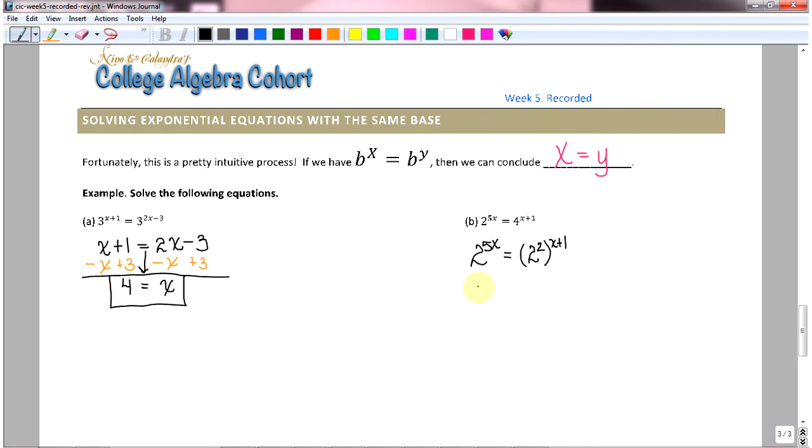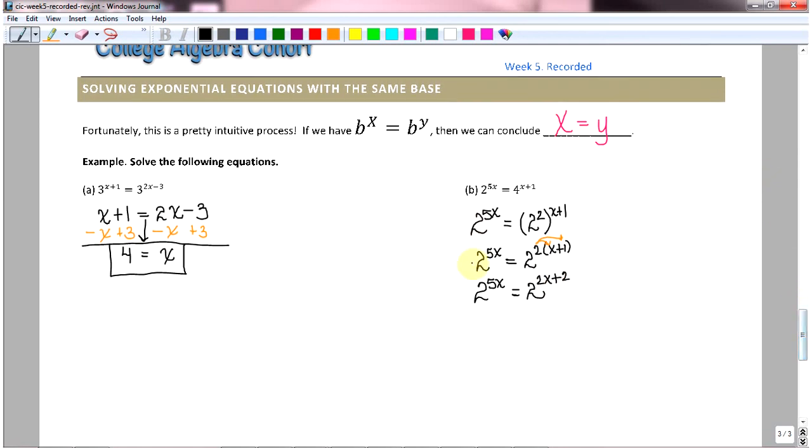Okay, so we're closer to a solution. Still leaving 2 to the 5x. If you have something to a power raised to another power, one of our rules of exponents says you're going to multiply those two exponents together. So we have 2 raised to the 5x power is equal to 2 raised to the, now make sure that you distribute the 2 inside your parentheses, so we'll have 2 raised to the 2x plus 2 power.